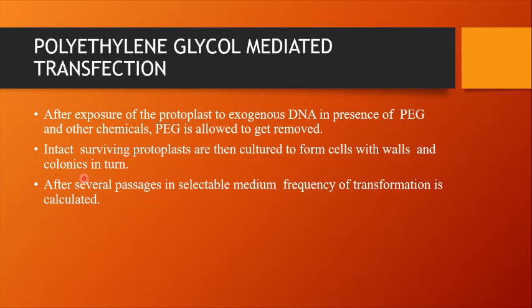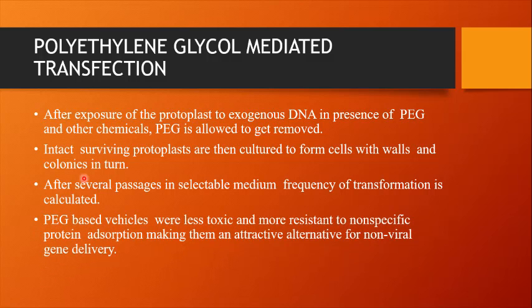So this is the next method. How many cells have we got which are transfected, which have got the targeted gene? There are certain selectable media on which we can tell the number of cells which have got the transfection. PEG based vesicles were less toxic and more resistant to non-specific protein absorption, making them an attractive alternative for non-viral gene delivery. As you know, there is a major method, viral gene delivery, in which we use, for example, bacteriophages or certain other phages for the transfer of the DNA. But this is a best alternative for non-viral delivery.